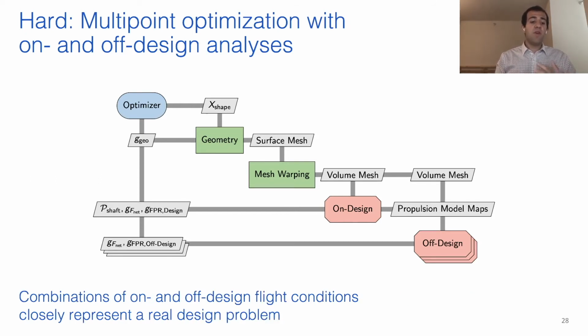And the combinations of on and off design flight conditions closely represent a real design problem. We can include constraints like fan face distortion at high angles of attack using an off design flight condition, and we can perturb the flight conditions near cruise to get a better estimate to power requirement at slightly perturbed flight conditions.